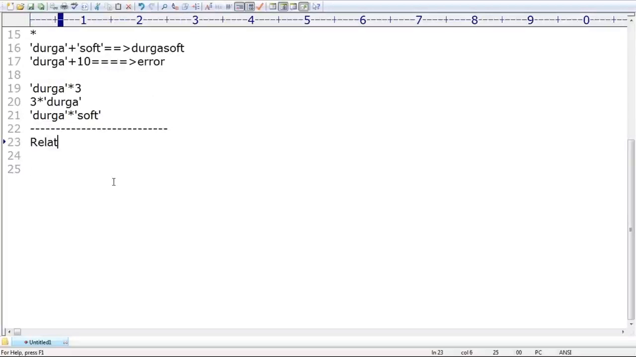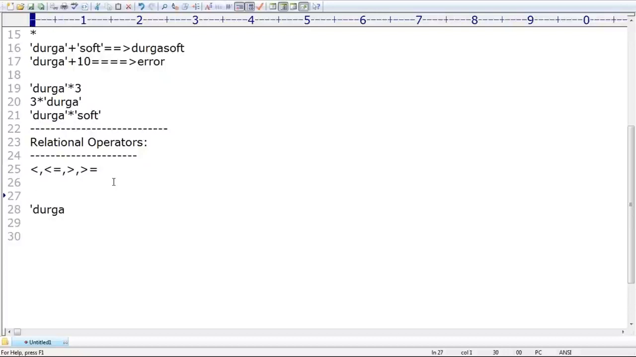After that, we covered relational operators: less than, less than or equal to, greater than, greater than or equal to. We can happily apply these relational operators for numbers, and for strings also.